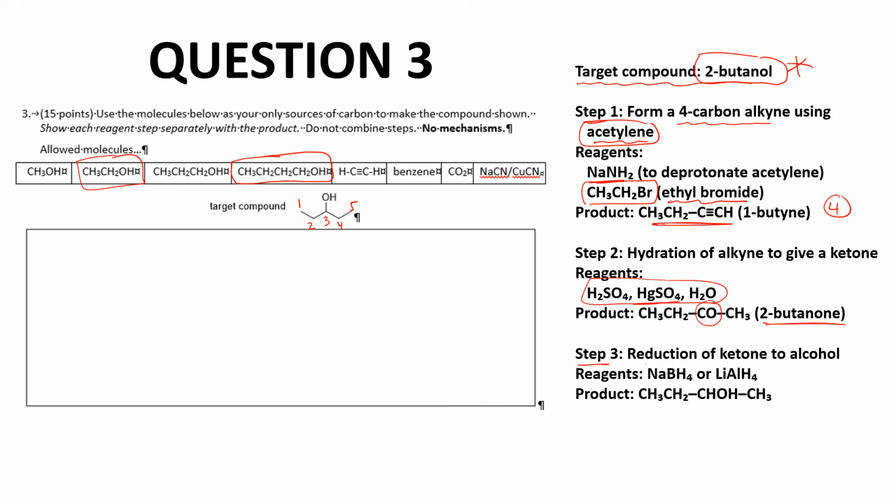And then step 3 is reduction of the ketone to give an alcohol. And it says you can use either sodium borohydride or lithium aluminum hydride. I'd like a little more specificity. I'd like something maybe that looks a little bit more like this.